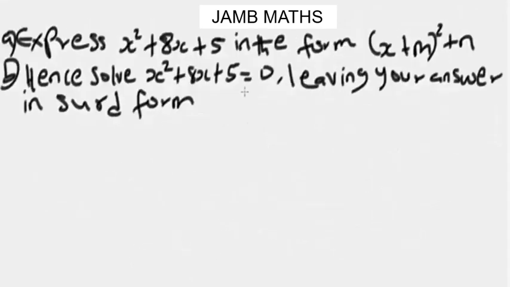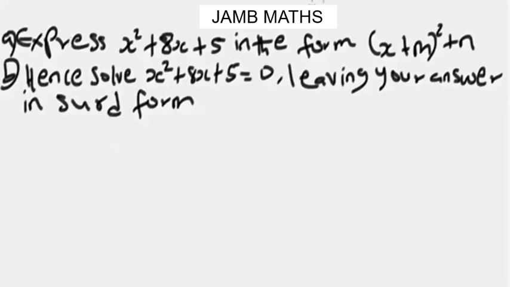Let's wipe this. Okay guys, now look at this second problem. This is the kind you see in exams, so take note of this kind of problem. It says: express x squared plus 8x plus 5 in the form (x plus m) in bracket squared plus n. Hence solve x squared plus 8x plus 5 equals 0, giving your answer in surd form. So basically we're going to solve for two things.